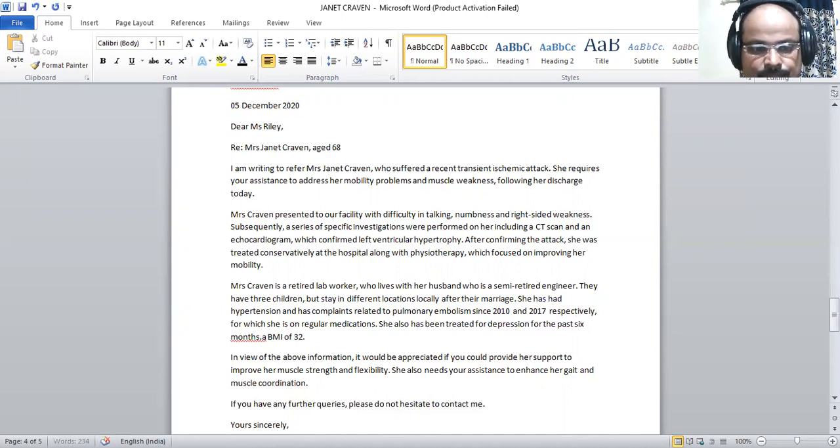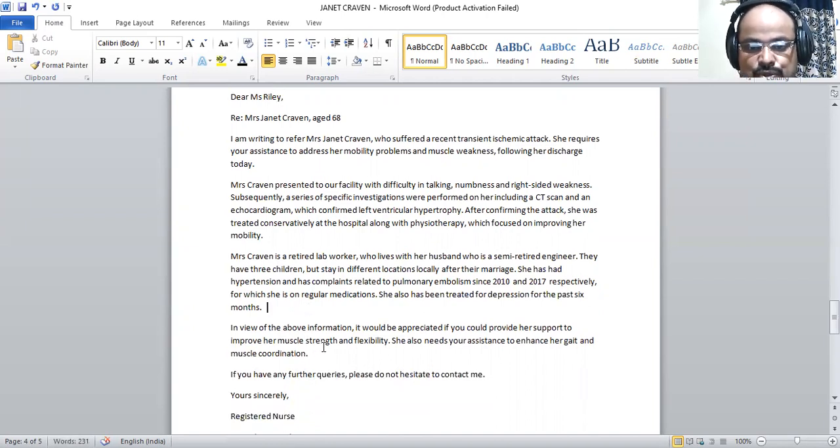Okay. So I can write the BMI somewhere here because it's something which we need to highlight. And in view of the above information, it would be appreciated if you could provide her support to improve her muscle strength and flexibility. She also needs your assistance to enhance her gait and muscle coordination. Of note, her current BMI is 32.